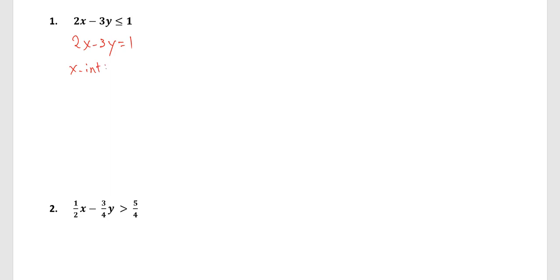So for the x-intercept, we put in y equals 0. So we have 2x equals 1, which gives x equals 1/2. So the x-intercept is 1/2 and 0. For the y-intercept, we treat x as 0, right? So 2x goes away. So then we have minus 3y equals 1. So y equals minus 1 over 3. So the y-intercept is 0 and minus 1 over 3.